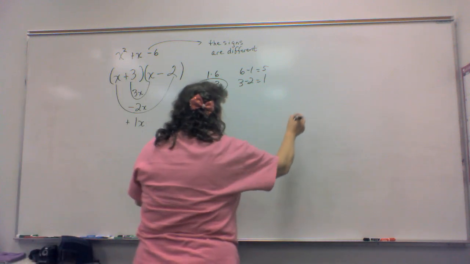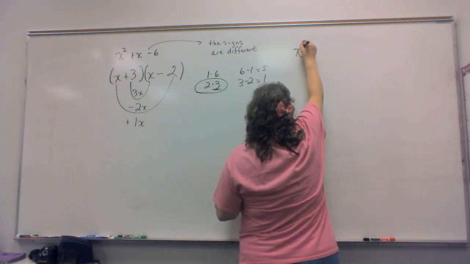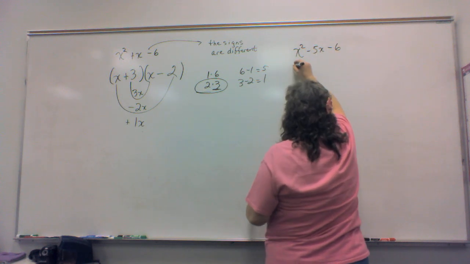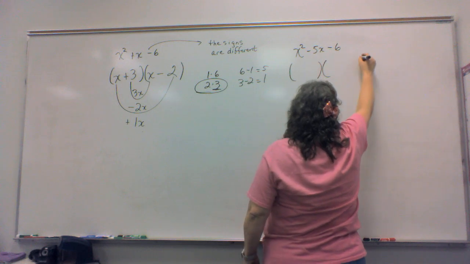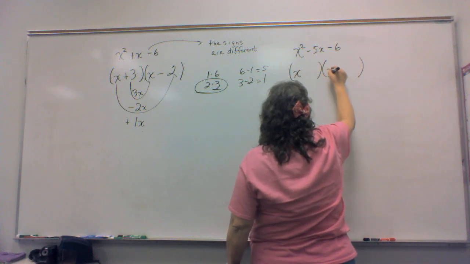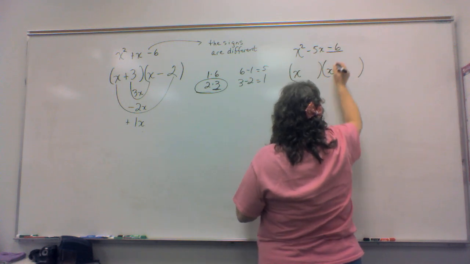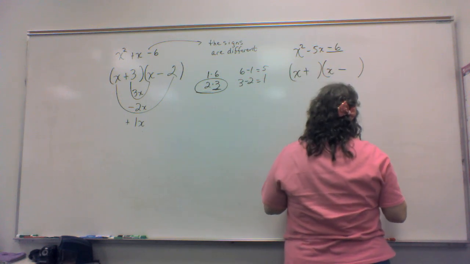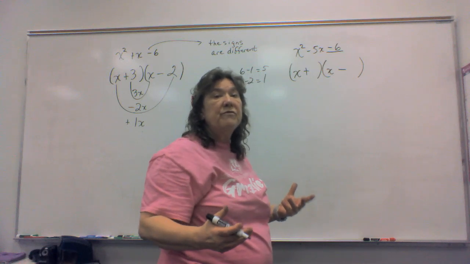So let's do one more of that type. X squared minus 5x minus 6. Again, not much different. X times x. This minus 6 says you've got a plus and a minus. Again, looking at our two factors.